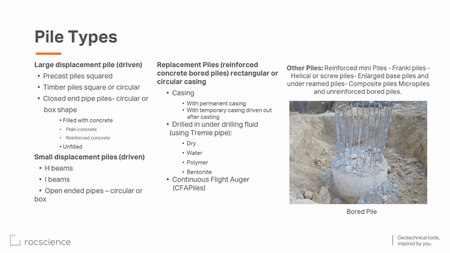falls in this category. There are other pile types which are not mentioned in the previous ones, like reinforced mini piles, Franke piles, helical or screw piles, enlarged base piles, under-reamed piles, composite piles, micro piles, and unreinforced bore piles.